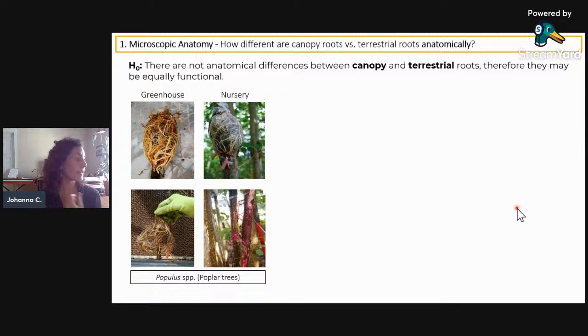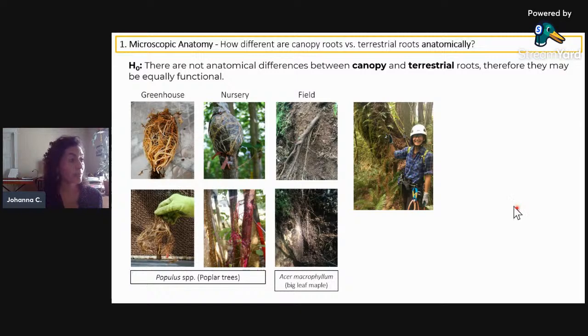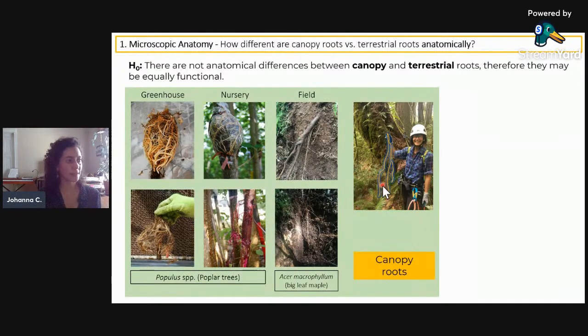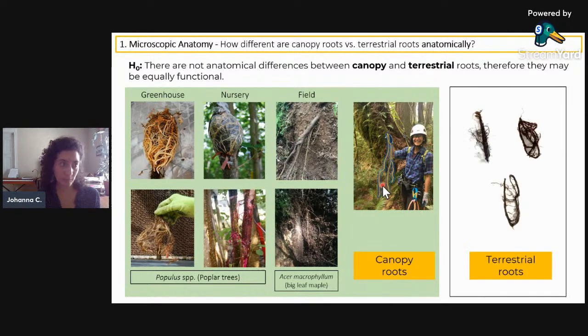For this experiment, we collected greenhouse canopy roots. We collected canopy roots from the nursery, from the poplars outside. And then we also collected canopy roots in the field. And this is one of my field assistants. She's very happy because she grabbed her first canopy roots, and maybe you can see it here, but I highlighted it. This is actually half of her body big. We collected all these canopy roots, and we compared them with terrestrial roots that were collected from the same trees.